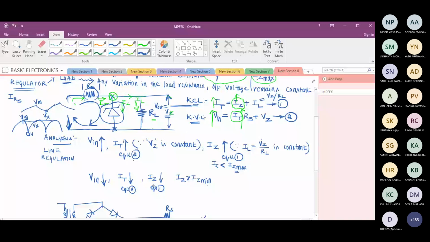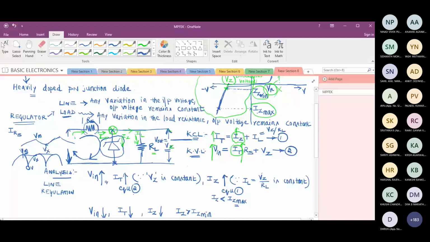Anybody in the class? If I cross Iz max, what happens to this regulator circuit? Sir, it gets avalanche breakdown, sir. No, will we damage the circuit? Yes, sir. Damage. Okay. It's very clear. We are going to damage the circuit. If Iz goes below Iz minima in this circuit, what happens? Sir, it won't conduct.